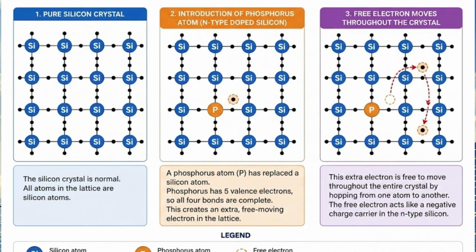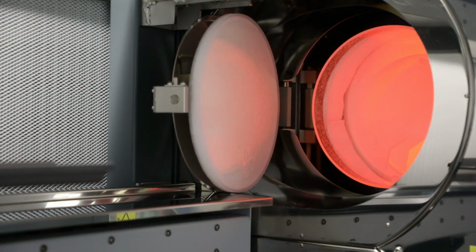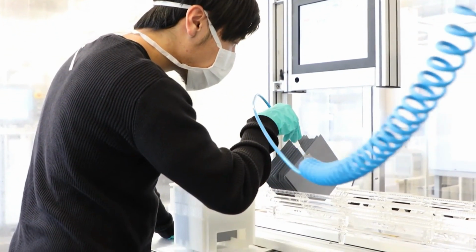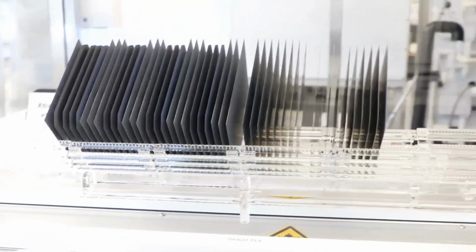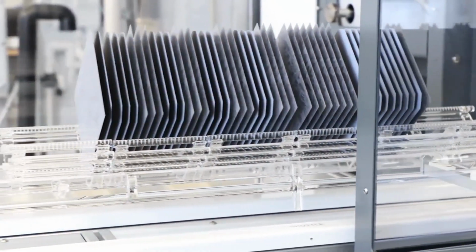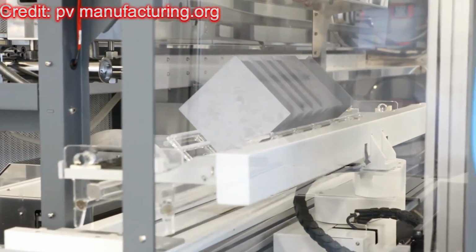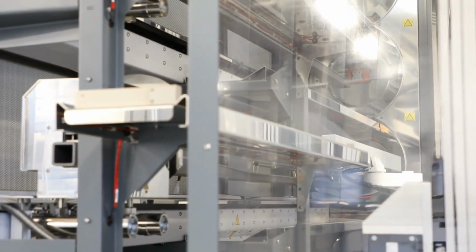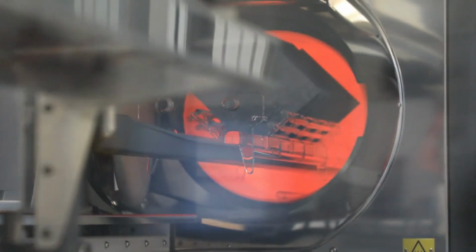In order to create the p-n junction, manufacturers introduce a very thin n-type region near the surface of the wafer. This is typically done using phosphorus diffusion. The wafer is exposed to phosphorus-containing gases inside a high-temperature furnace. At elevated temperatures, phosphorus atoms diffuse only a very short distance into the silicon surface. The diffusion depth is extremely small, typically on the order of 0.1 to 1 micrometer. This creates a very thin n-type emitter layer on top of the p-type substrate.